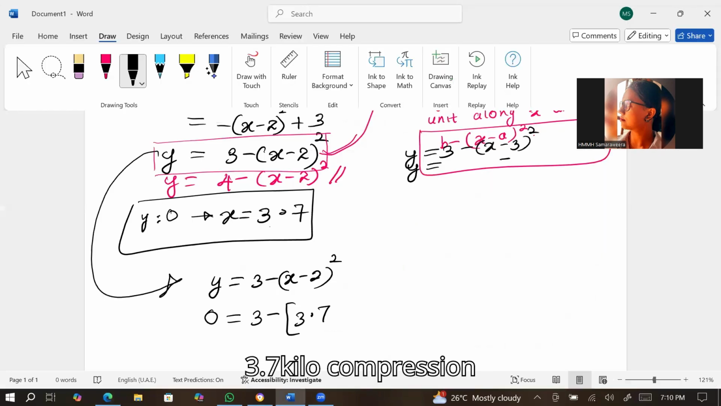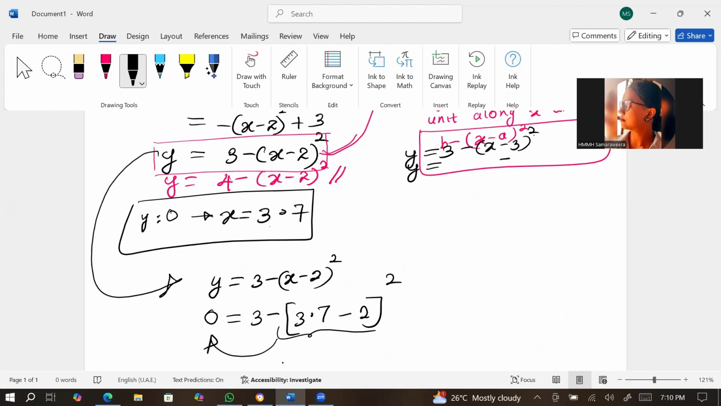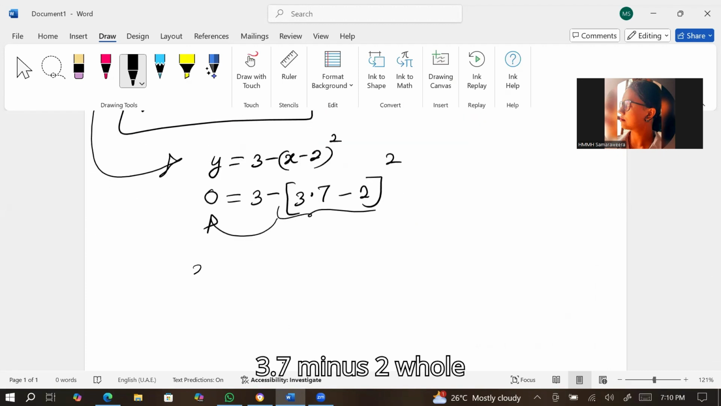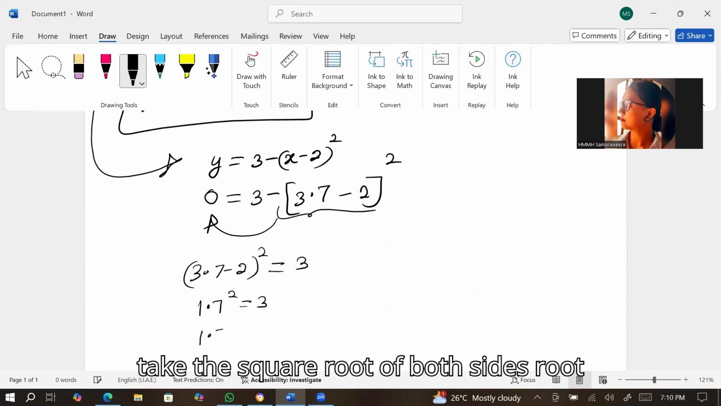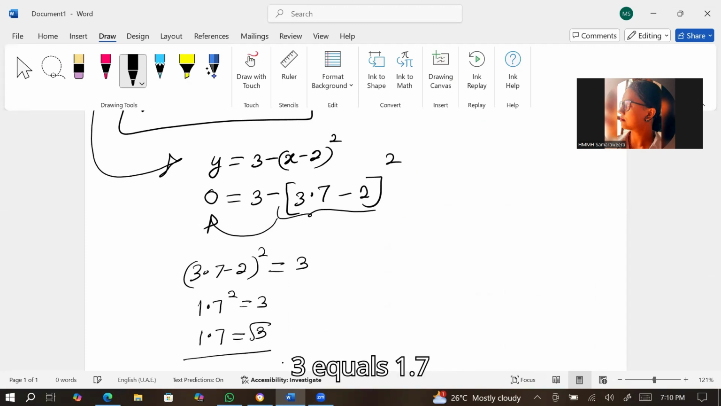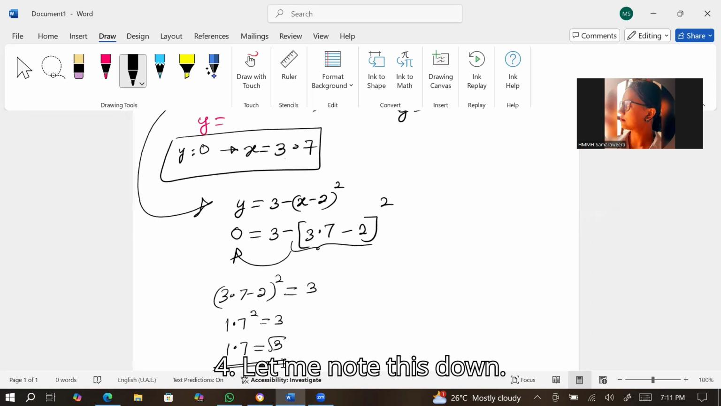3.7 minus 2 whole square, then this part is going to this side, right? 3.7 minus 2 whole square equals 3. 3.7 minus 2 is 1.7. Square equals 3. Then take the square root of both sides. Root 3 equals 1.7. Right? So this is the answer for part 4.